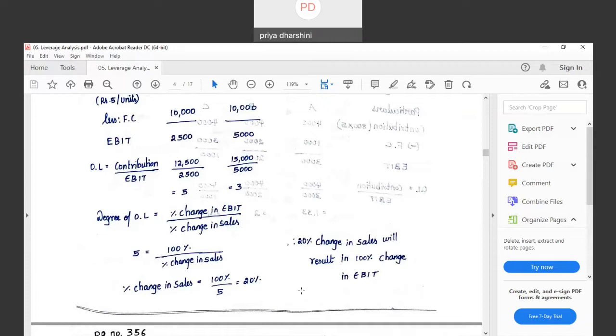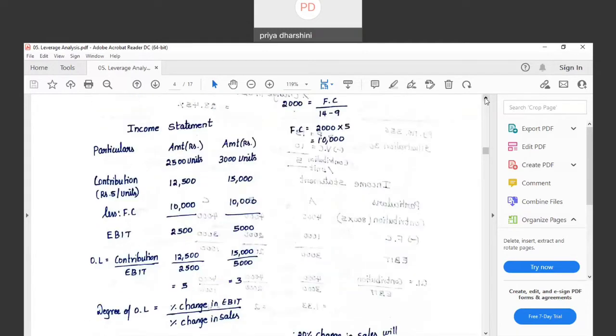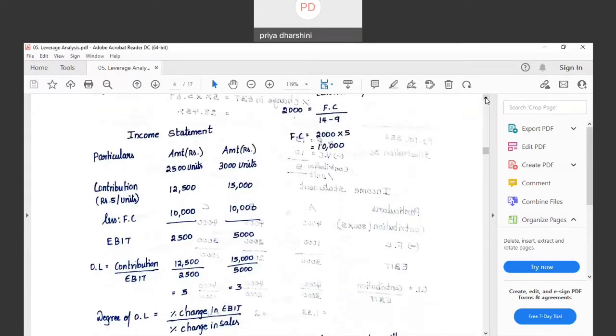Why am I writing this? They have asked, what do you infer from the degree of operating leverage? So what do you understand? You understand that with a 20% increase in sale, profit will increase by 100%. That is the impact of fixed cost on profits. Is it understood? They have asked you for the inference, which you can explain using the degree of leverage only. The degree of leverage is the percentage you find. Is it understood?